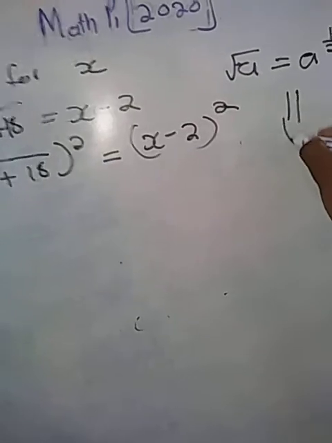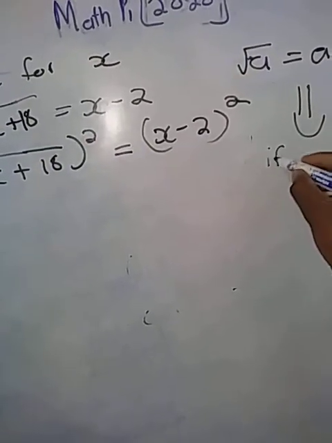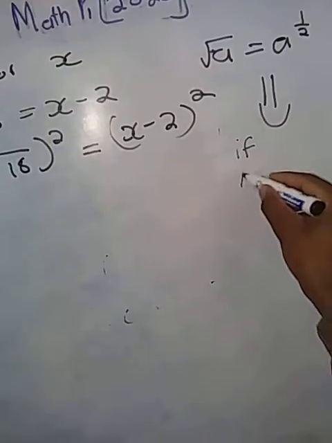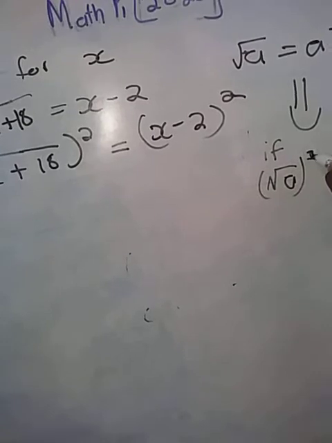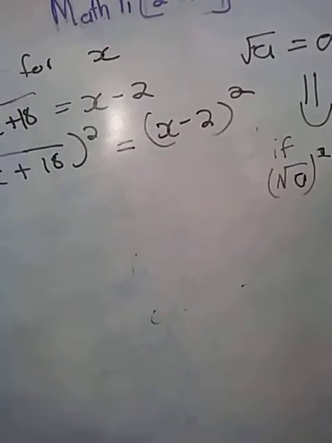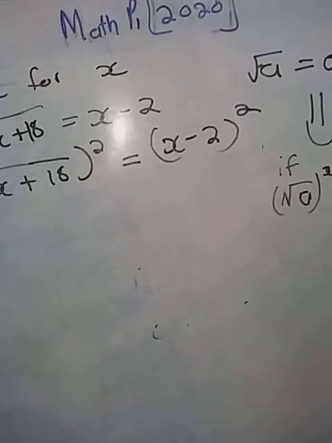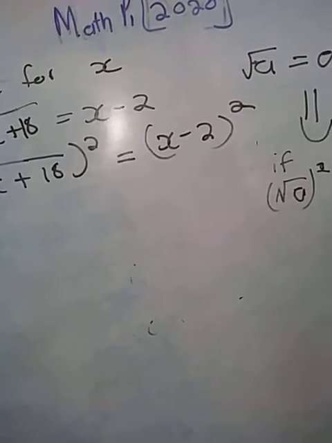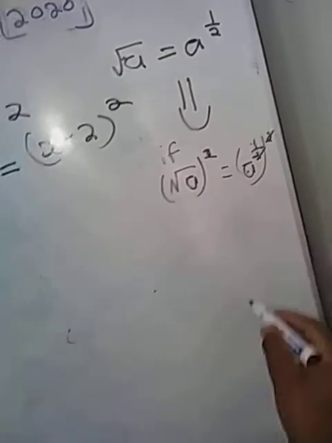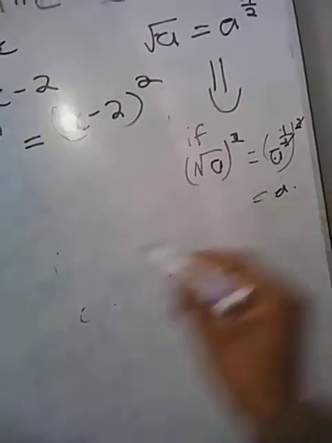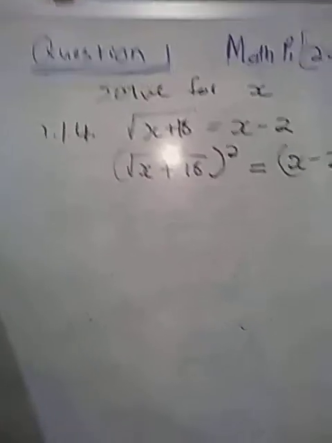So this implies that if we apply the square to a root, we're going to have a to the power 1 over 2, to the power 2. Then 2 cancels 2, we'll be left with a to the power 1, therefore equals a. That's the reason why we use a square to remove a root.